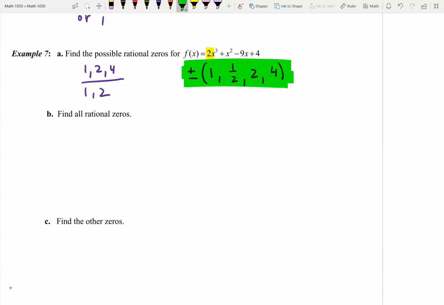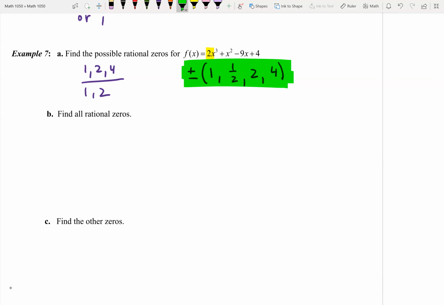Everybody go 1, store, enter. Put in the original, 2, mem bar, enter, raise it to the third, plus mem bar, enter, x squared, minus 9, mem bar, enter, plus 4, enter, doesn't work. Why do I say doesn't work? Because I didn't get a 0. Good, thank you.